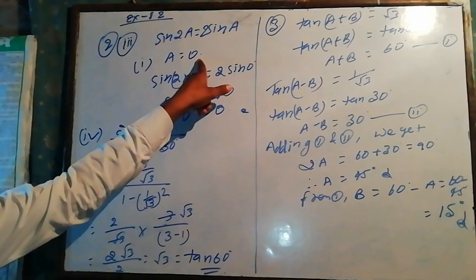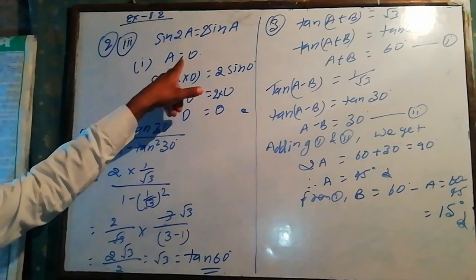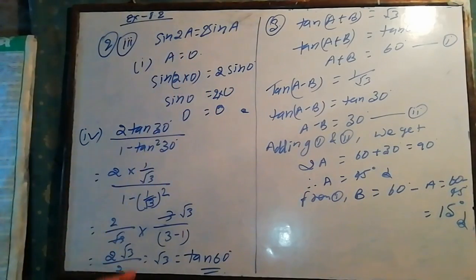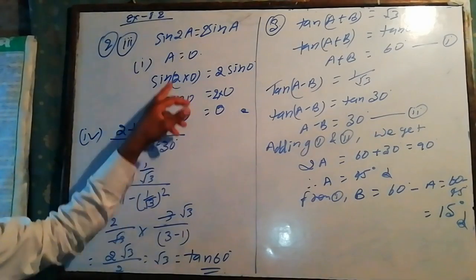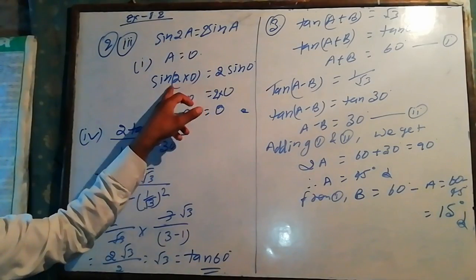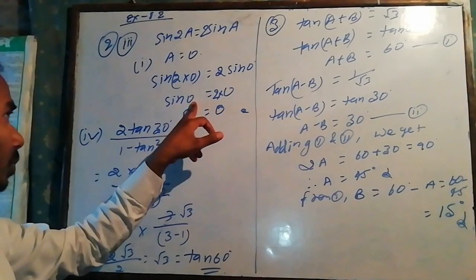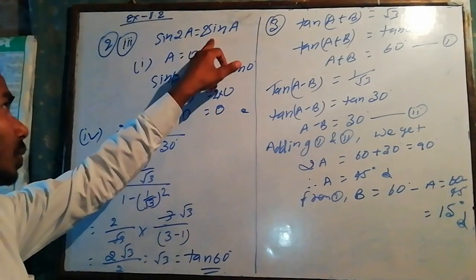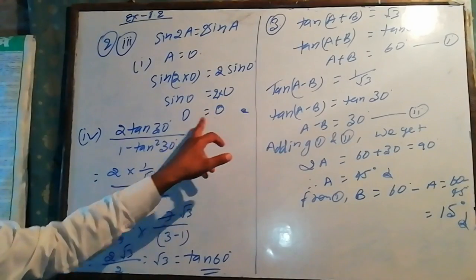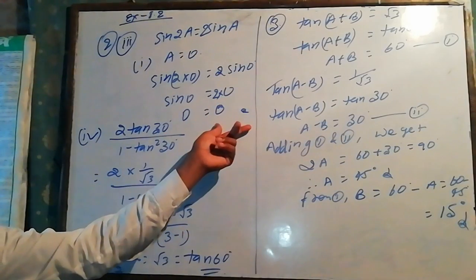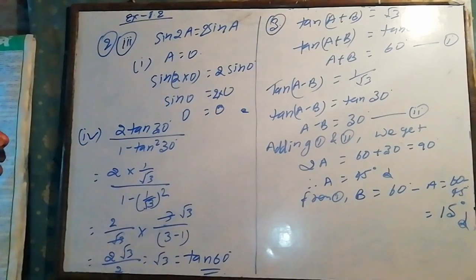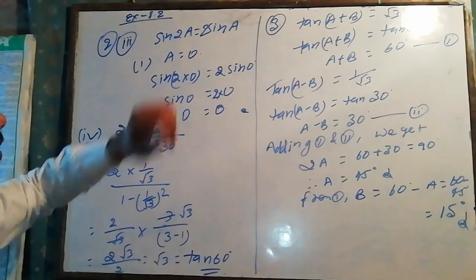Option A: A equals 0. Is this value true or false? We will check it and get the correct option. So A equals 0. In the LHS, sin 2 into 0 equals sin 0, and sin 0 equals 0. In the RHS, 2 sin A means 2 sin 0. Sin 0 equals 0, and 2 into 0 equals 0. So LHS equals RHS, so option first is correct. A equals 0 is the right answer of this question.